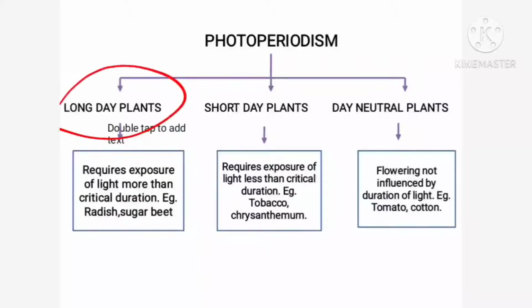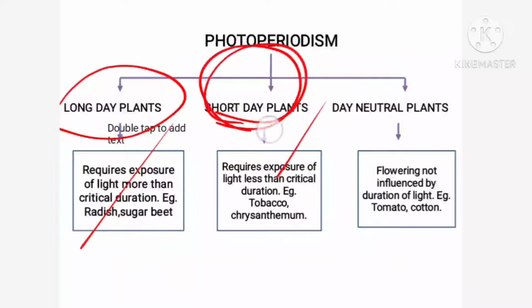Now, among long day plants, examples are radish and sugar beet. They require light for a long duration, then only will they grow and flower. Short day plants require exposure to light only for less than the critical duration. What does critical mean? This much amount of light is needed, that is the optimum. Below that, flowering is not possible. So that we call the critical duration. Less than the critical duration is enough for flowering in short day plants. Examples are tobacco and chrysanthemum.